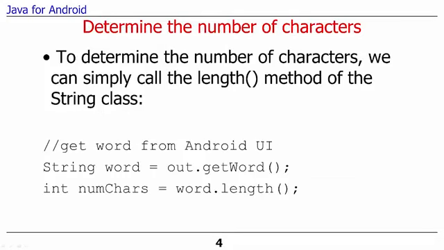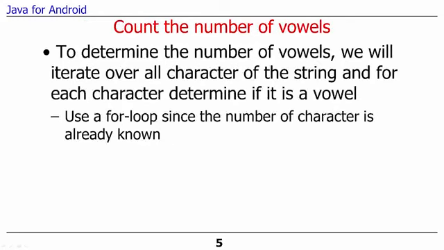First, let's compute the number of letters in the word. This is very easy, as we only need to call the length method on the string object. We will store this count in the integer variable numchars. Next, to count the number of vowels, we need to look at each character in the word.